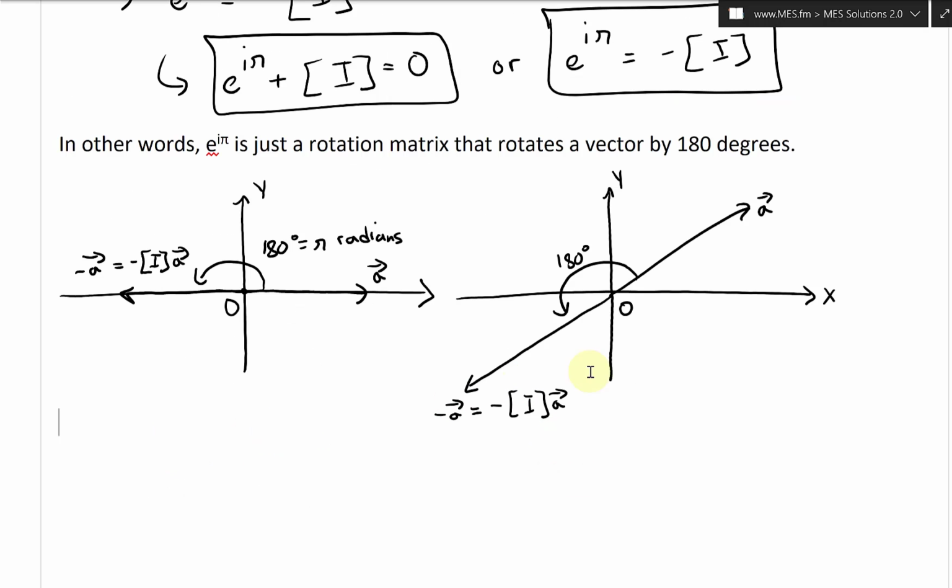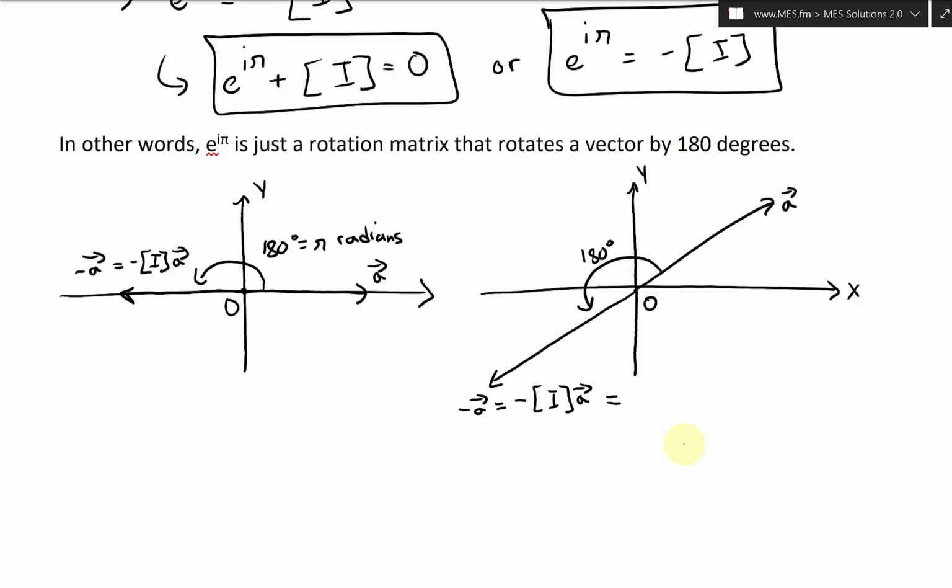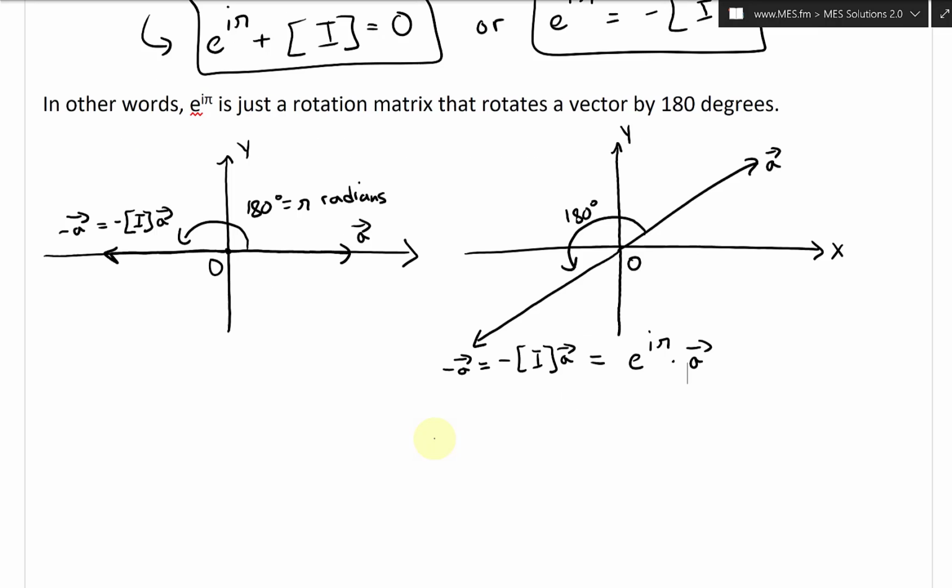Here I just move things around so that it all fits nicely together horizontally. This one just equals negative the identity matrix times a vector, and you're rotating it 180 degrees. Since they're equal, you're just multiplying the vector by e to the i pi. When you multiply that vector out, it's like shifting it over to this side, and basically you're multiplying it by negative 1.